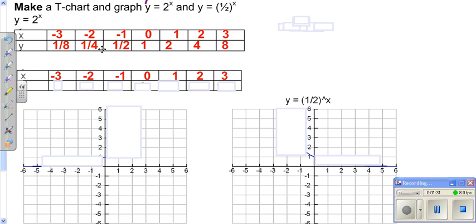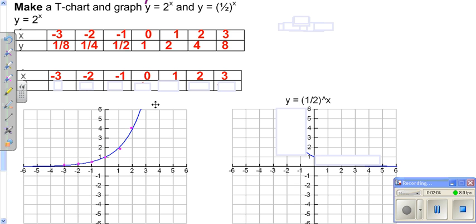Then we want to go ahead and plot those points. Left 3, up an eighth. Left 2, up a fourth. Left 1, up a half. Then you're right here, and then over 1, up 2, over to x being 2, all the way up to 4, and then over to 3, all the way up to 8. And then you want to draw a smooth curve, connecting all these. And then you end up getting this curved shape right here.